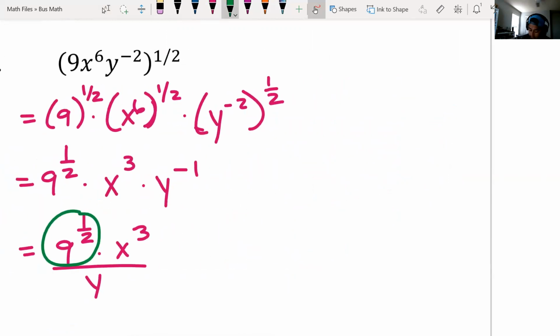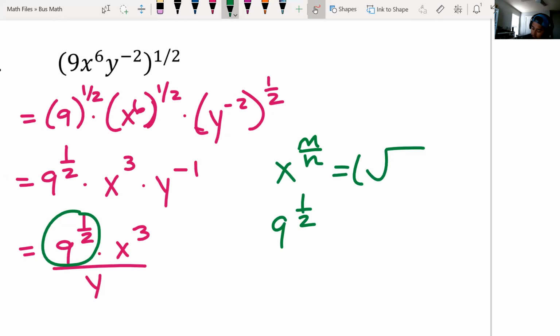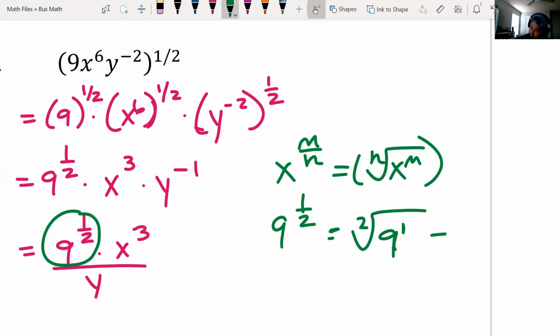So this is going to use the rational exponent property above. So 9 to the 1/2 is the same as x to the m over n, which means I can rewrite it as the nth root of x to the m. So this means that this is going to become the square root of 9 to the first. And the square root of 9 happens to be 3.